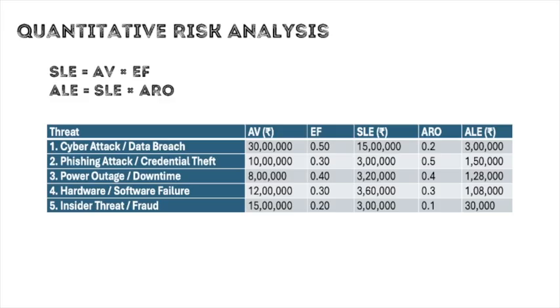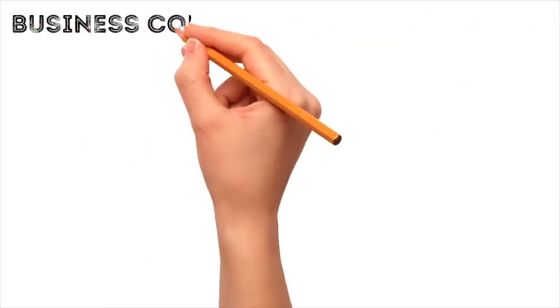Cyber attacks have the highest financial loss of 3 lakh rupees per year. Phishing attacks cost about 1.5 lakh, and power outages around 1,28,000 per year. The total estimated annual loss for all top threats is around 7,16,000 rupees. Part 3 focuses on continuity and availability. The ability of a banking system to continue operations even during failures, disasters, or cyber attacks.